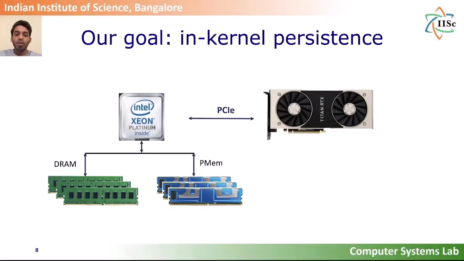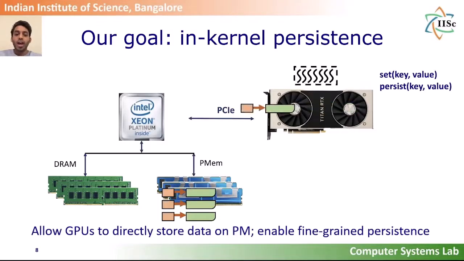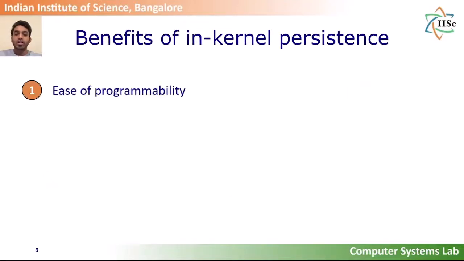To overcome this, our goal is to expose PM directly to GPU kernels and enable in-kernel GPU persistence. This will allow GPU kernels to directly persist results of their computation without needing CPU assistance. For an application like GPKVS, the GPU is able to perform both the batched set operation and guarantee persistence without relying on the CPU. In-kernel persistence provides several benefits. First, it eases programmability, as programmers do not have to split the GPU kernel whenever persistence is needed, and can embed the logic for persisting data in the GPU kernel itself.